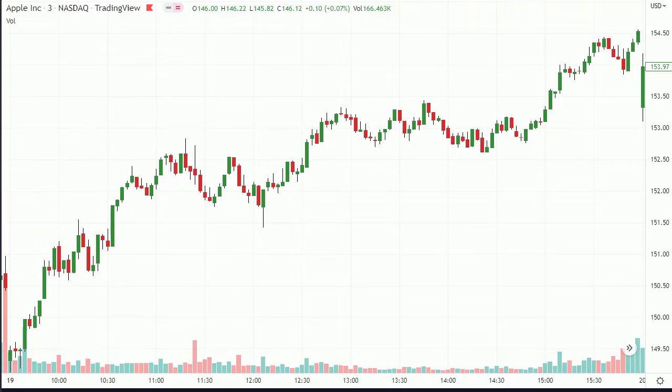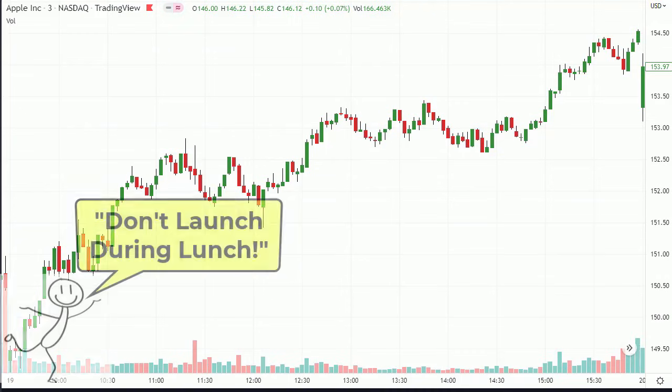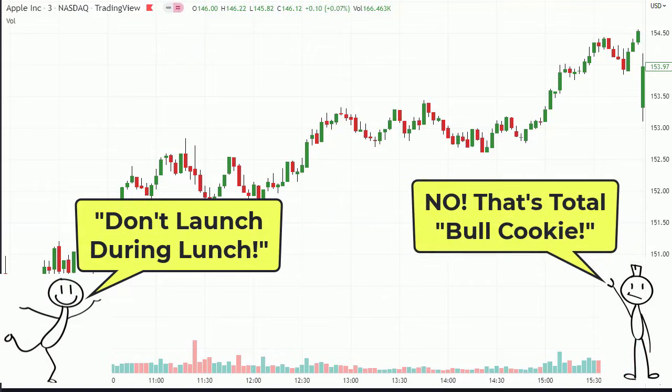In fact, there's even a saying that I heard that is, let's see, how's it go again? Oh, don't launch during lunch, meaning don't launch a trade during lunch. And so, of course, that must absolutely be true. So let's take a look at that, and let's see how that is actually a bunch of hogwash.